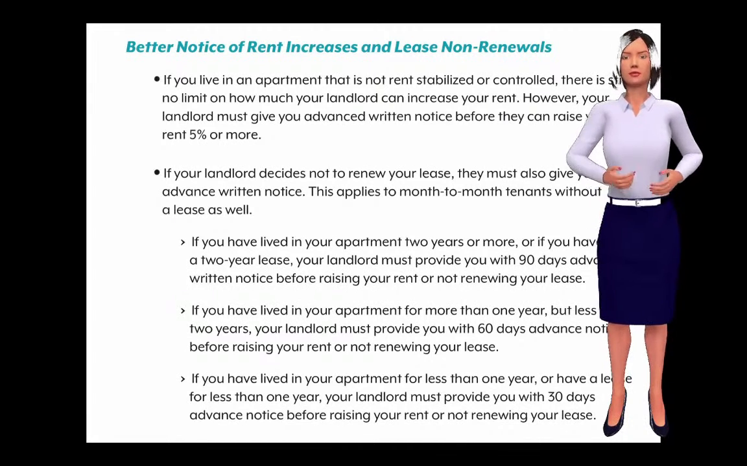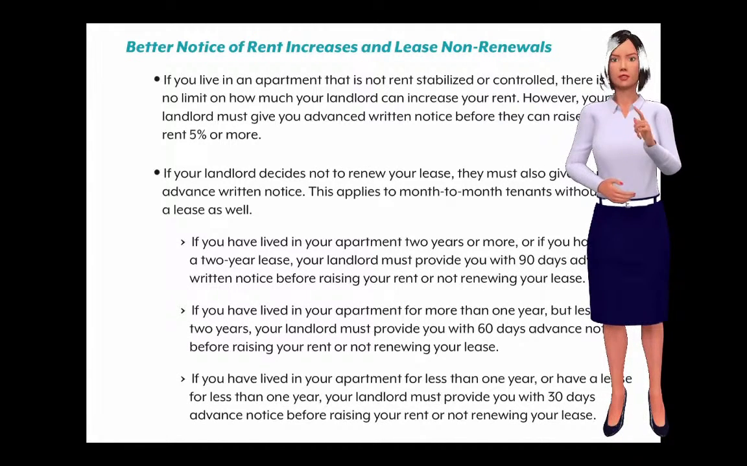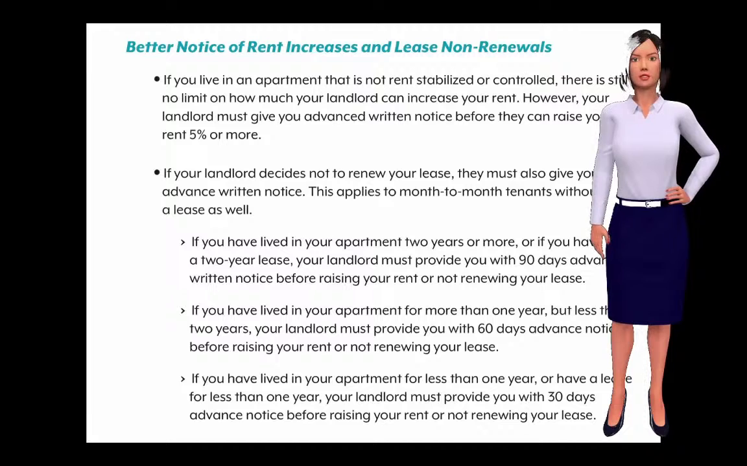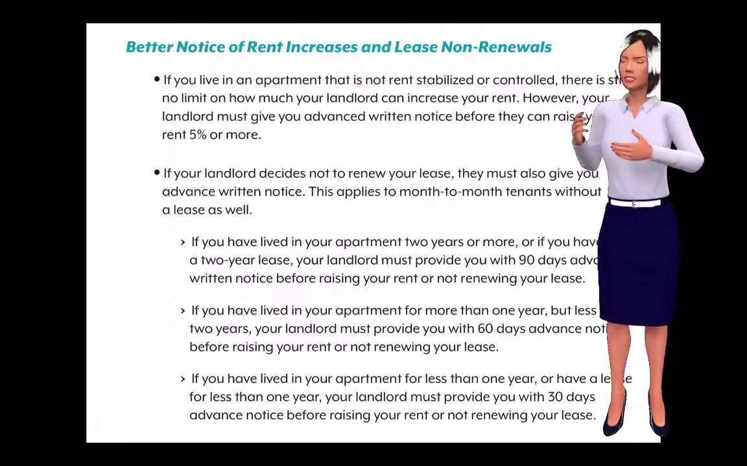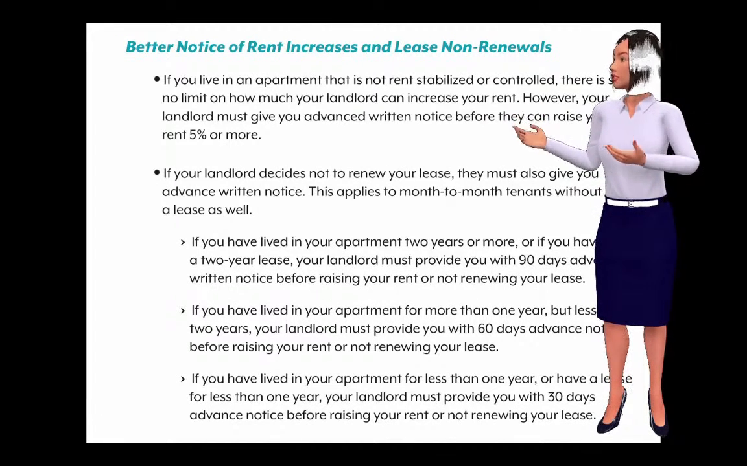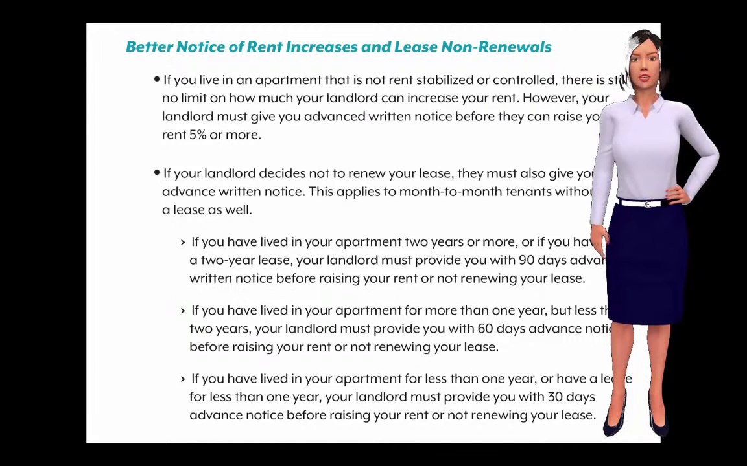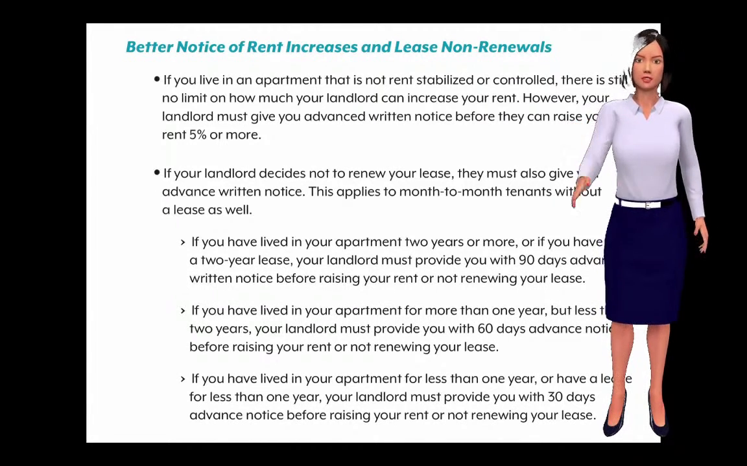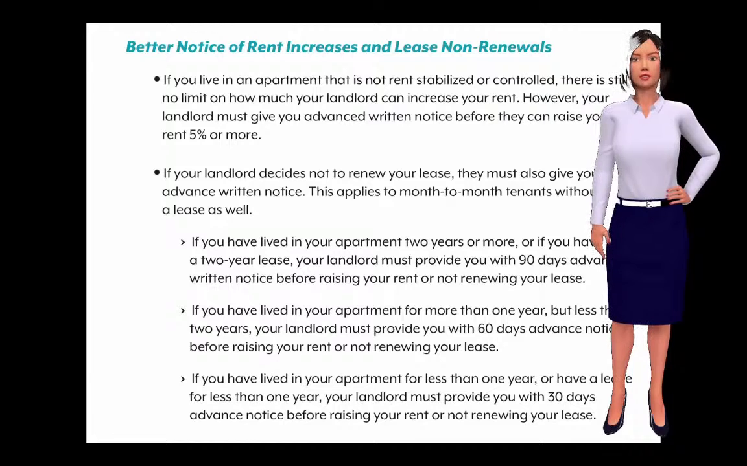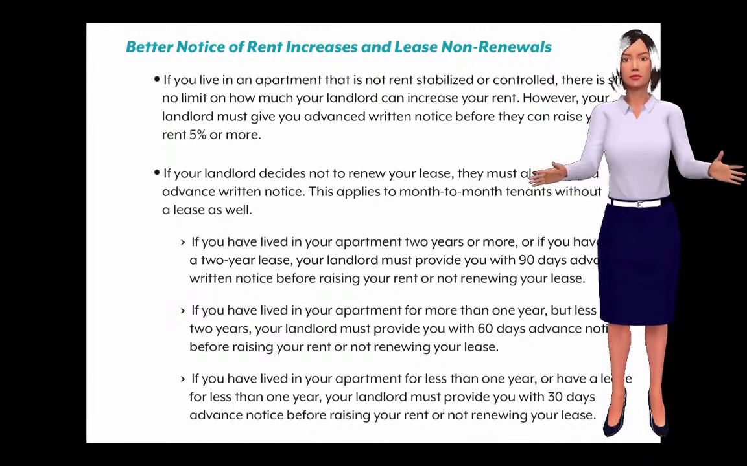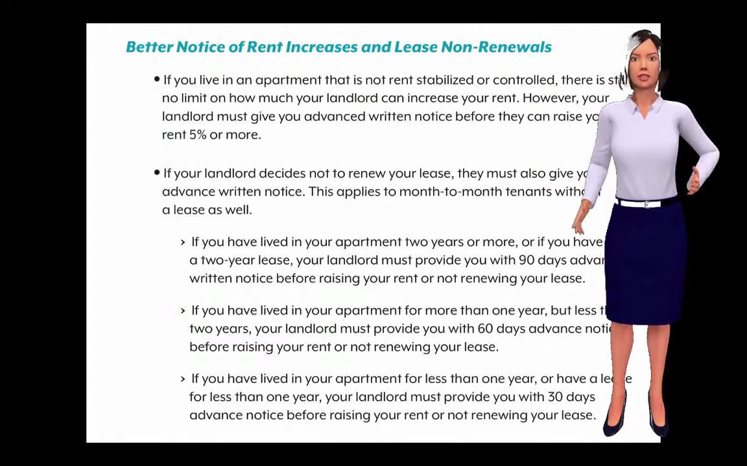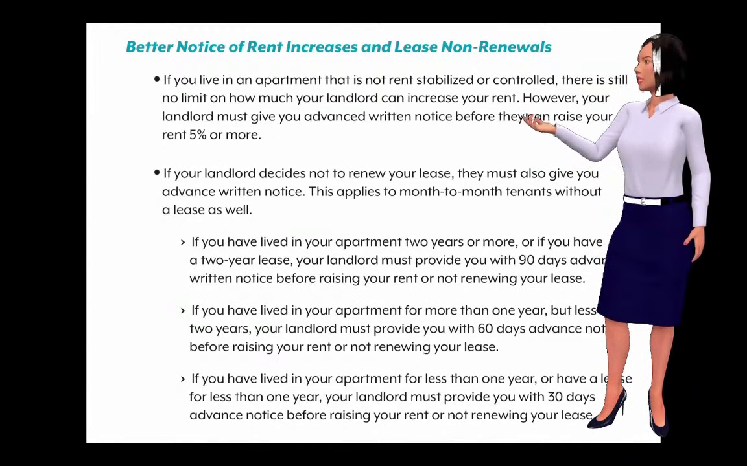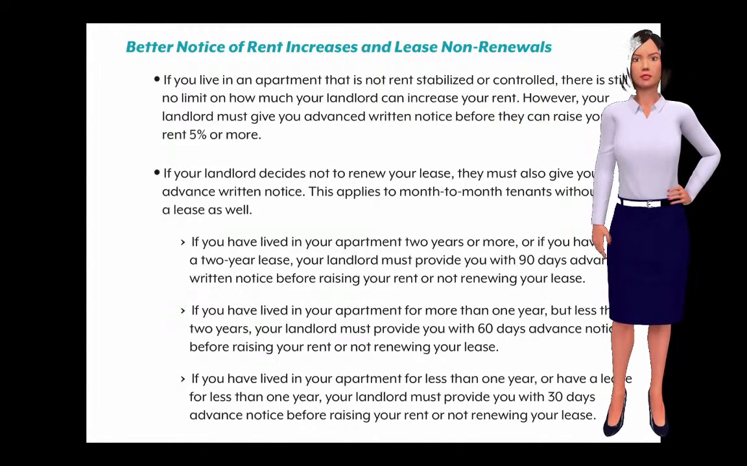If you have lived in your apartment 2 years or more, or if you have a 2-year lease, your landlord must provide you with 90 days advance written notice before raising your rent or not renewing your lease. If you have lived in your apartment for more than 1 year, but less than 2 years, your landlord must provide you with 60 days advance notice before raising your rent or not renewing your lease. If you have lived in your apartment for less than 1 year, or have a lease for less than 1 year, your landlord must provide you with 30 days advance notice before raising your rent or not renewing your lease.